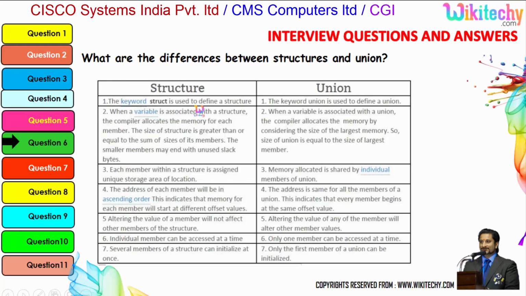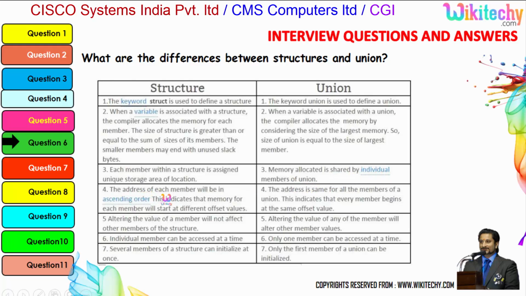The keyword struct is used for structures, the keyword union is used for unions. The size of a structure is greater than or equal to the sum of the sizes of its members. Over here, the size of the largest member is considered, so the size of a union is equal to the size of the largest member. Each member within a structure is assigned a unique storage location. The memory allocated is shared by the individual members of a union.